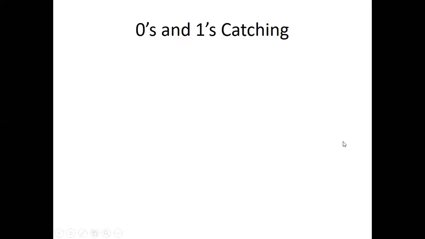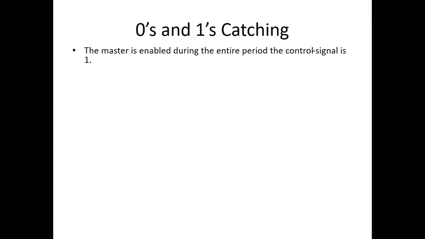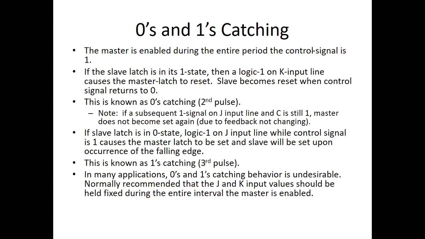Now, in master slave flip-flop, we observe something known as zeros and ones catching problem. Just as we observed the race around condition in JK flip-flop, which could be avoided by using edge triggered flip-flop, we observe something known as zeros and ones catching problem in master slave flip-flop. Now what is zeros and ones catching problem?